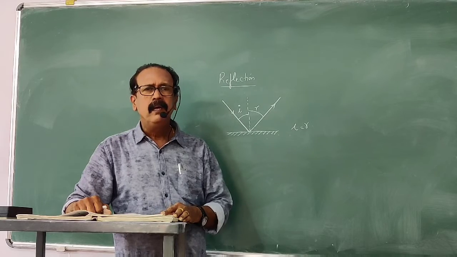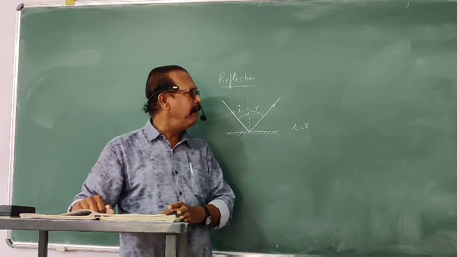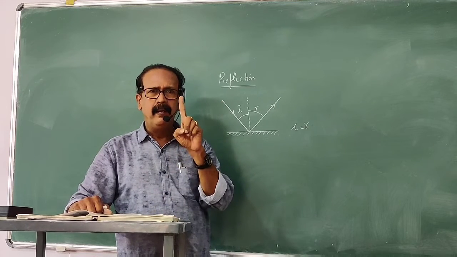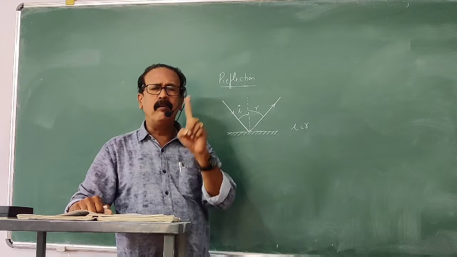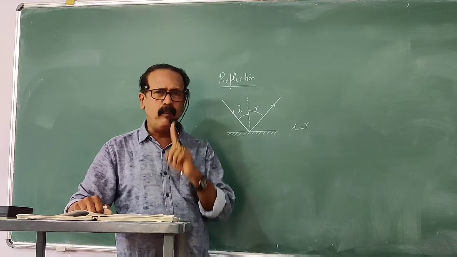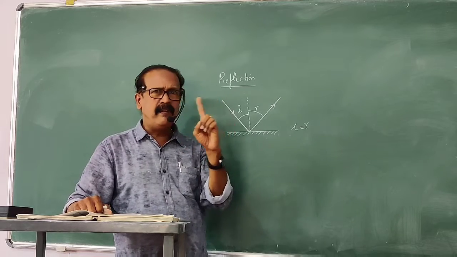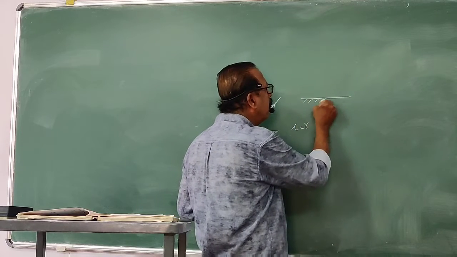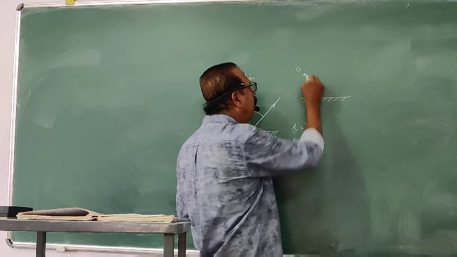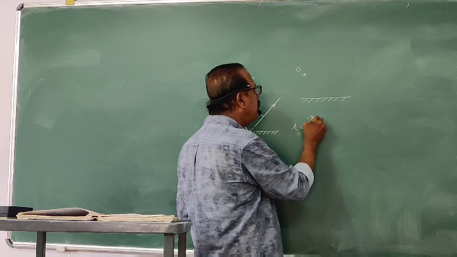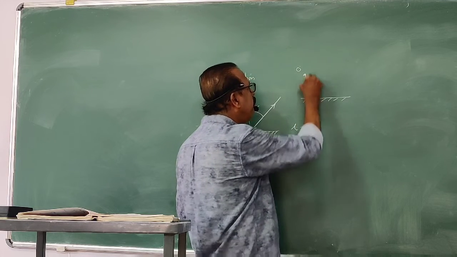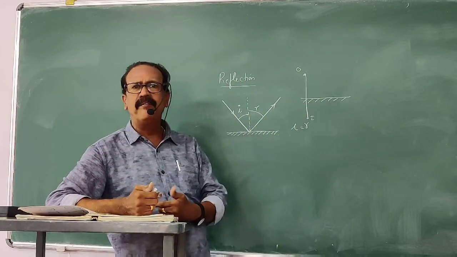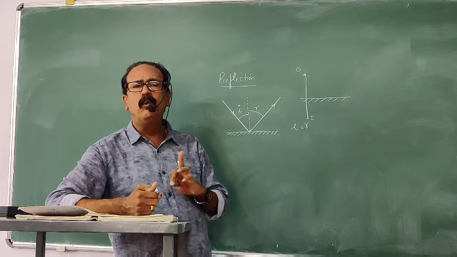Now, what are the properties of the image formed by a plane mirror? Four properties. Learn these by heart. When a mirror reflects an object, what are the properties we see? Property 1: the object distance and the image distance are equal. Meaning, if this is the mirror and I keep an object here, I get an image here at the same distance. This distance is equal to this distance. That is, the object distance is equal to the image distance. Property 1.